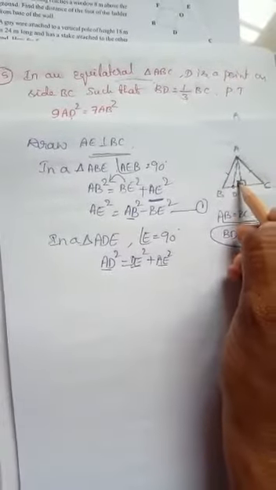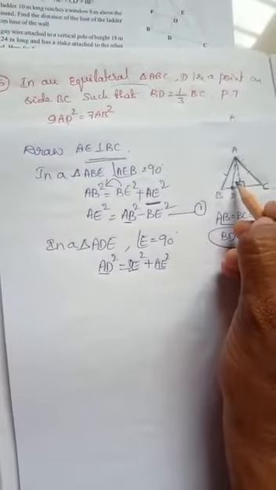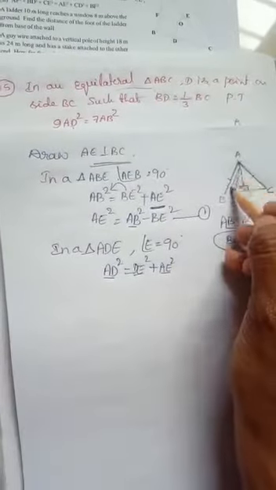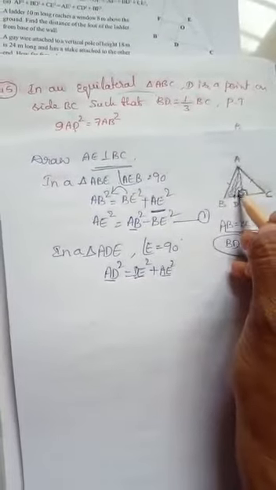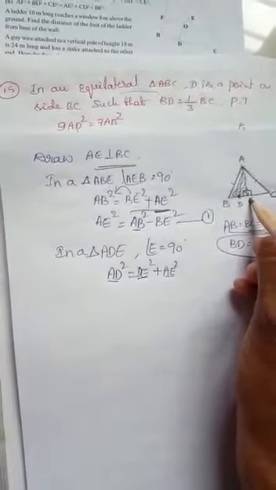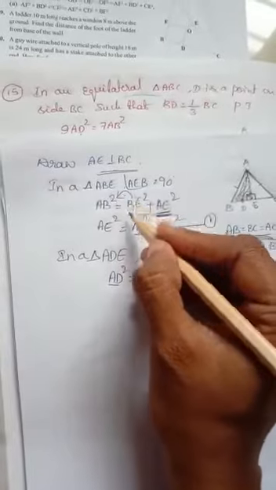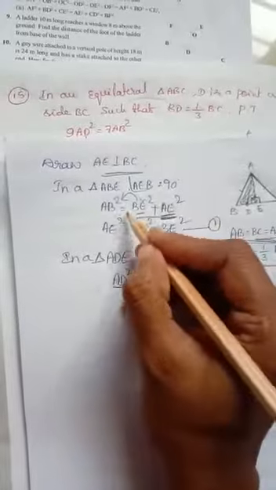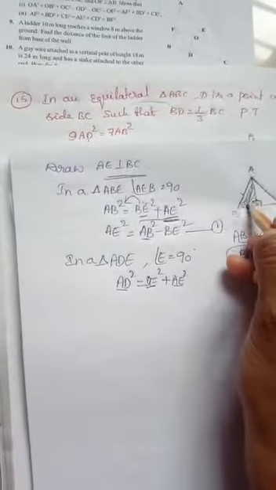Therefore, this is a right angle triangle. There are 3 right angle triangles. We take only 2 right angle triangles, ADE and ABE. In triangle ABE, AB is the hypotenuse. Therefore, AB square is equal to BE square plus AE square. BE square can be shifted to the left side. Therefore, AE square is equal to AB square minus BE square. This is equation 1.